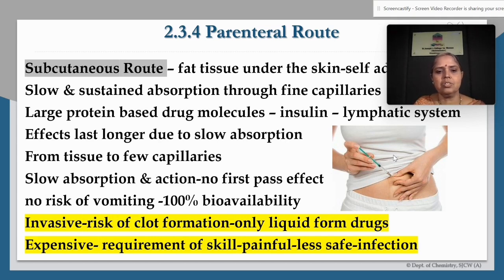Even some other medicines also. In our childhood, some of us got vaccinations. The vaccination drug is also released right beneath the skin. So there is slow absorption, no first pass effect, and no risk of vomiting. It is expensive, because even if a person does it to himself, which is less expensive, they have to purchase the needles and the whole setup. It is a little expensive, and a small pain also will be there, and there is a risk of infection also in this route.